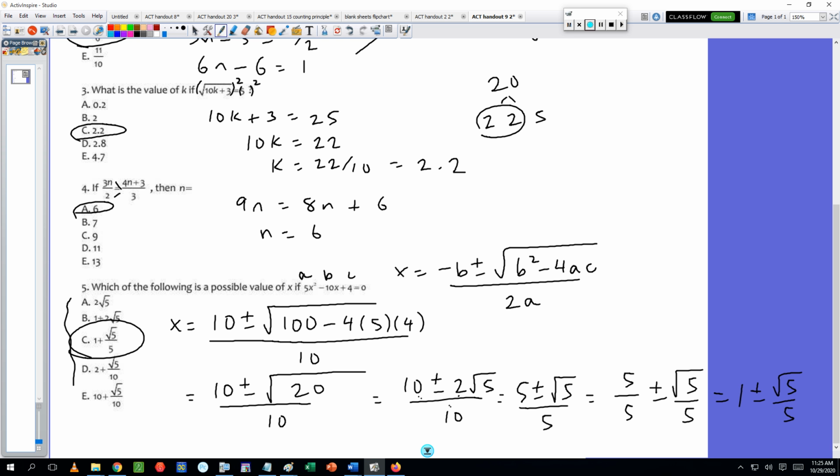Which one of the following is a possible? So there's one of the 2 that I have there.